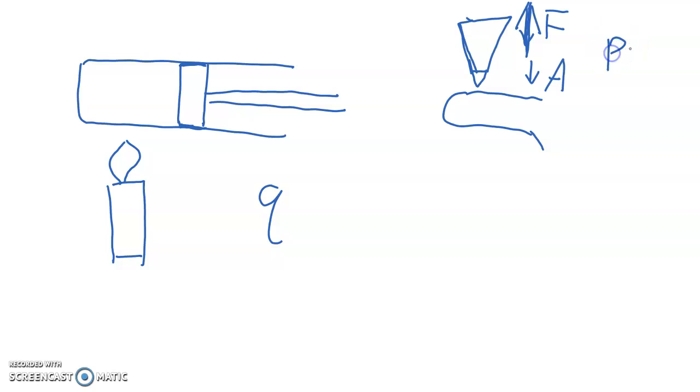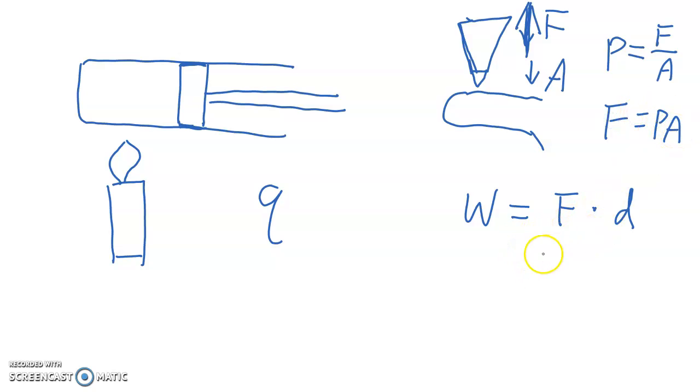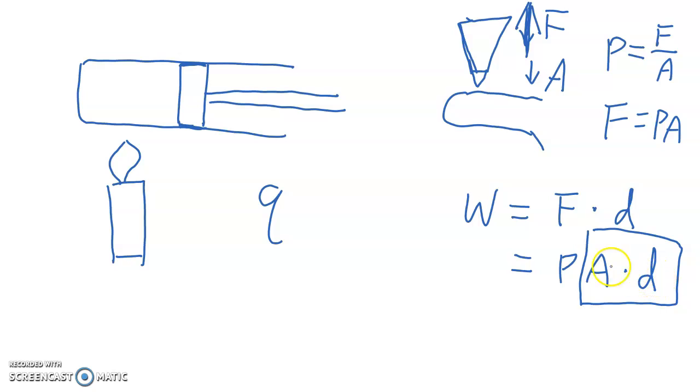Pressure is defined as force divided by area. At the same time, if we push this to this side, work is equal to force times the length that it travels. That is the definition of mechanical work. From this equation, force is equal to pressure times area, and therefore work is equal to pressure times area times distance. Area times distance is the area of the piston times the distance it moves, which is volume, and therefore work is P times V.